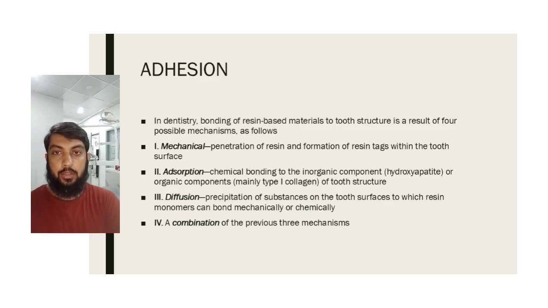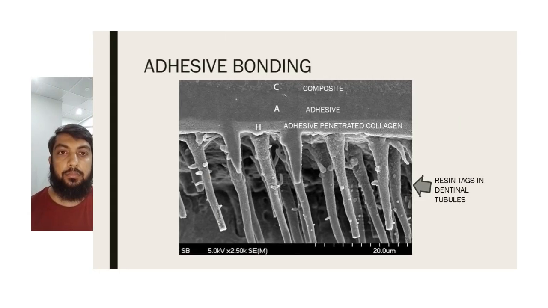Another mechanism is by diffusion, and the last one is a combination of all of these, such as in the case of glass ionomer cements and nano layering of universal bonding agents. So it is a combination of mechanical, adsorption, and diffusion. So we are going to talk about enamel bonding.